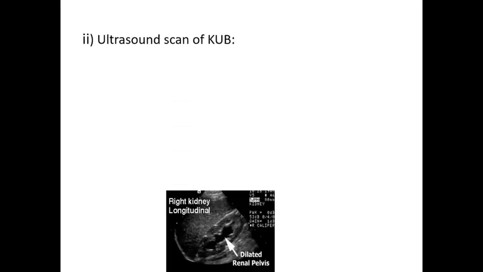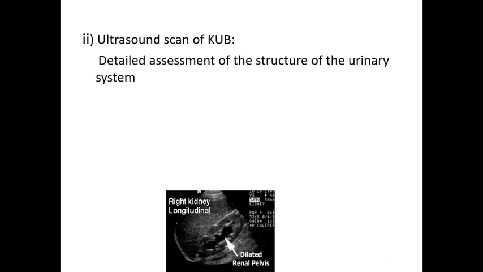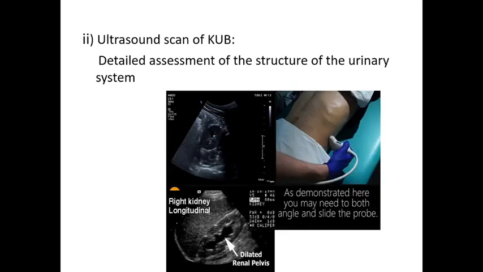Next investigation is called ultrasound scan of KUB, kidney ureter bladder region. Ultrasound scan is a more detailed assessment of the urinary system compared to a plain X-ray of KUB. So this is how the ultrasound scan is done. This is the probe, and this is how on the monitor you can visualize the structures in the urinary system.